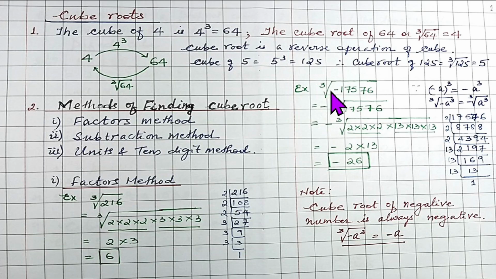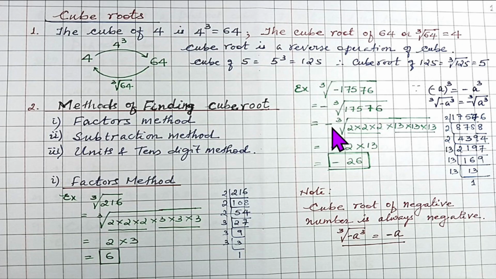Now if you want to find the cube root of minus 17576, please check here, there is a negative sign. Whenever there is a negative sign, take that negative sign outside, because minus of a whole cube, we can take minus outside and write a cube, and that's exactly what I have done here. I have taken the minus sign outside and have written the cube root of 17576, because the cube of minus is minus and the cube root of minus has to be minus.